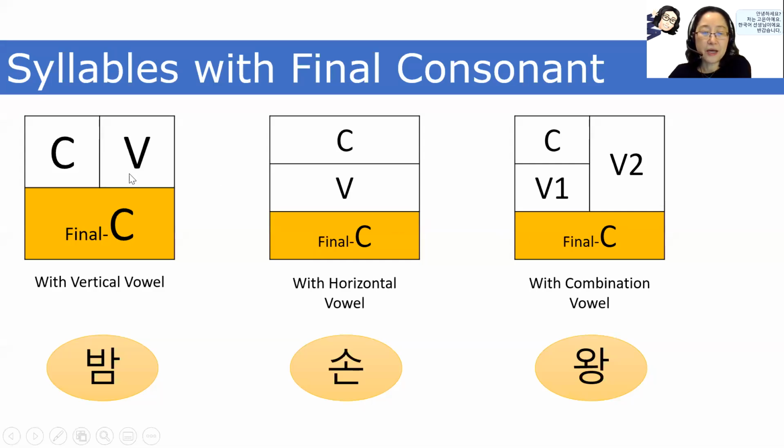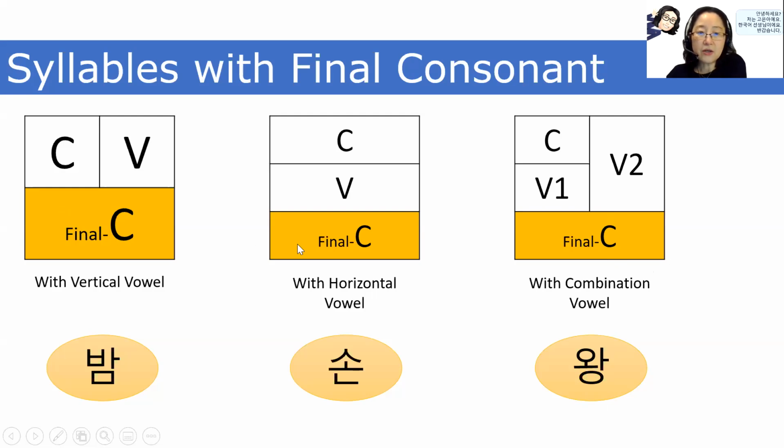First, I want you to understand the syllable structure difference. It depends on what kind of vowel you have. So if you have a vertically shaped vowel like a here, then the vowel goes to the right side of the consonant and the final consonant is placed underneath. And if you have a horizontal vowel like O here, then the syllable looks this way. And if you have a combination vowel, so one horizontal vowel and one vertical vowel combined together, then it looks like this. And here you see the sample syllables.